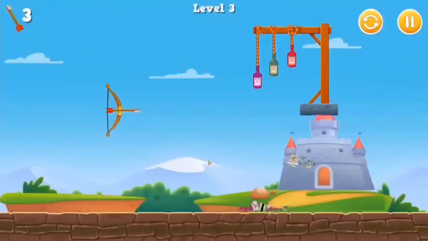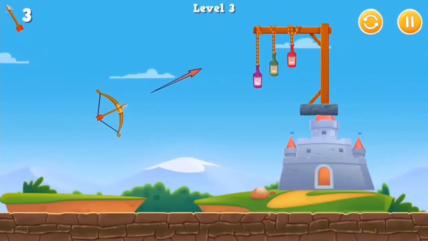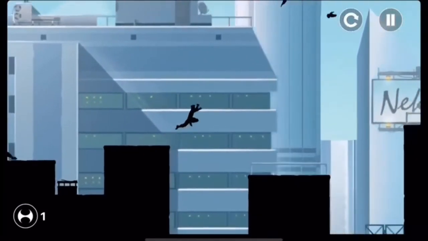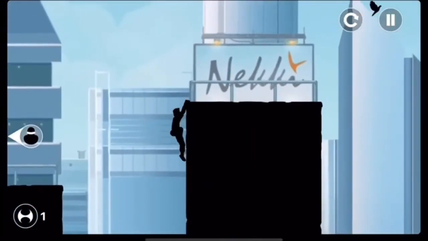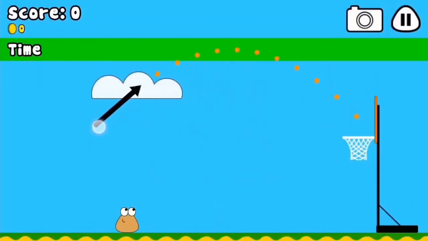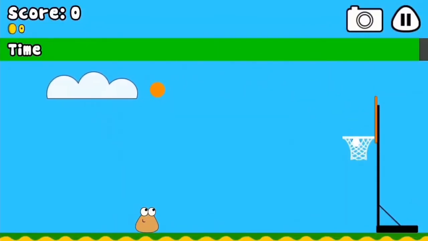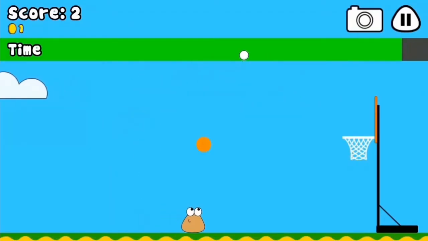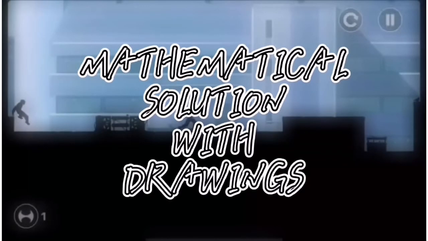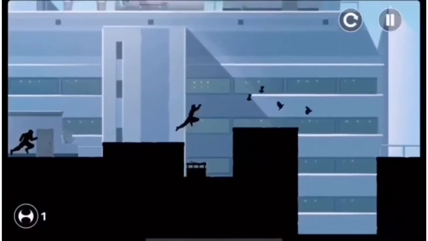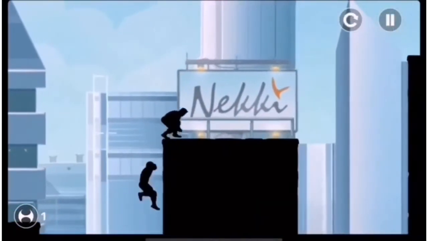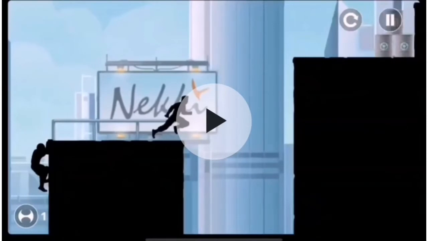From having the ability to calculate the trajectory of an object going through the sky, to ensuring that a character can jump and come back down to the ground, and more. Without the help of mathematics, games simply wouldn't work. That is why trigonometric functionality is important in video game development. Mathematical solution with drawings. As you can see, a man is being chased by other people by jumping over the buildings. What is the angle he has to jump in order to reach the next building?